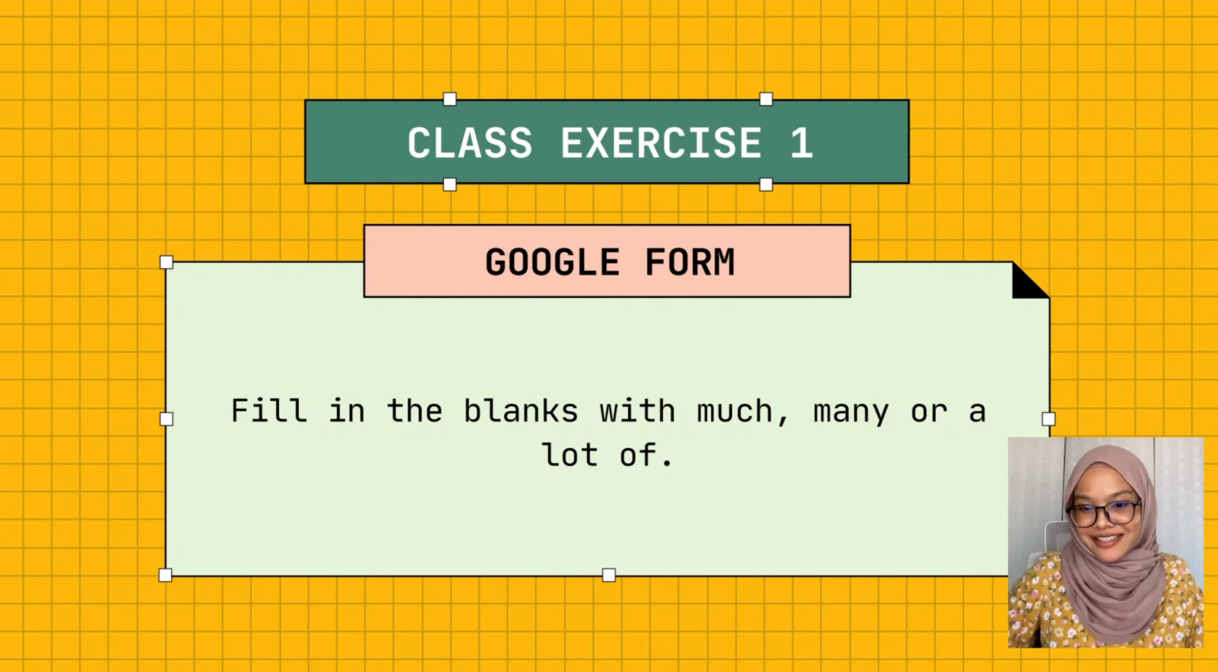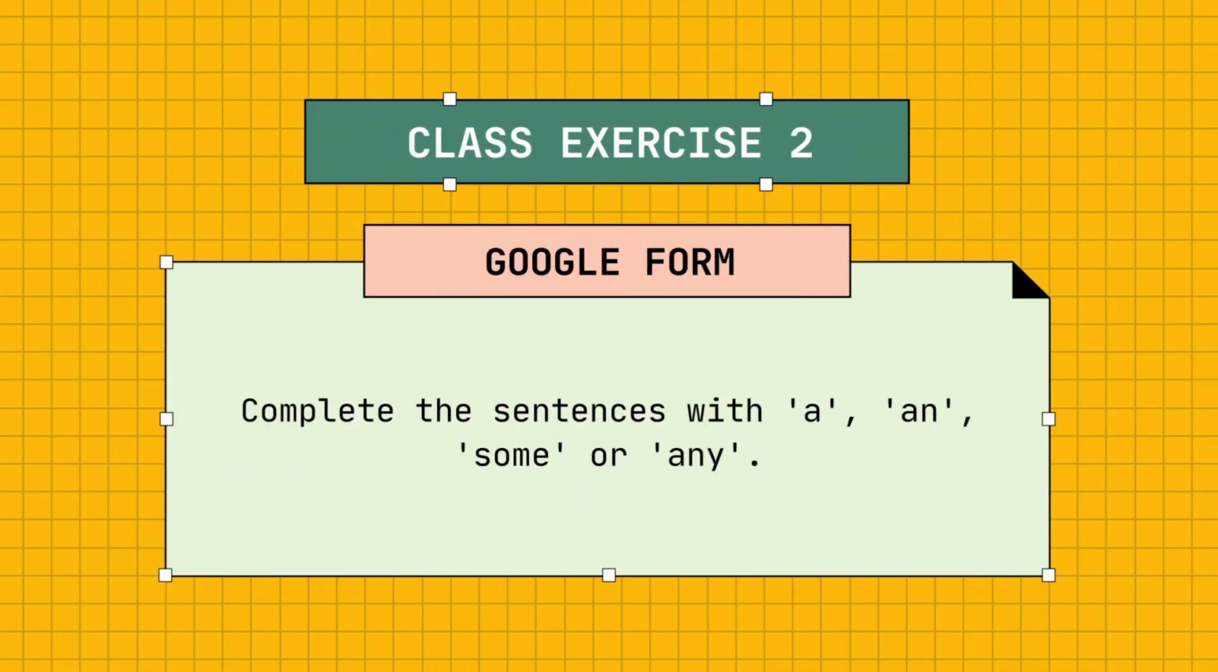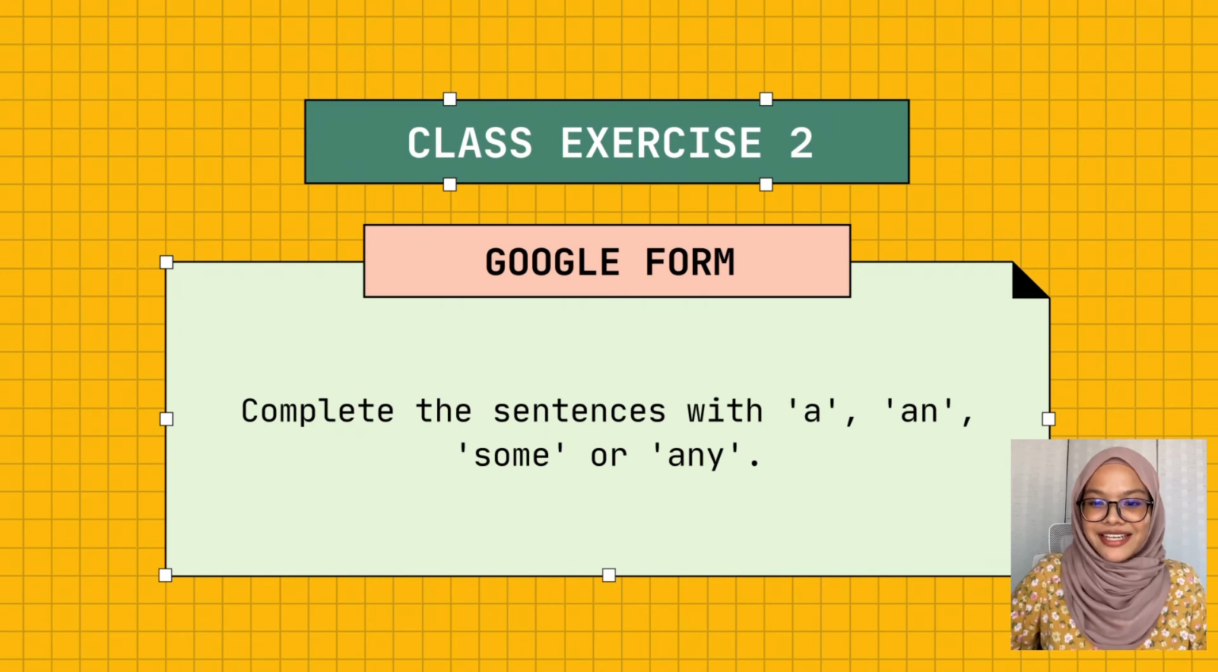For class exercise 1, you need to fill in the blanks with much, many or a lot of. You may check your answers and grade on the Google form after you finish answering those questions. For class exercise 2, you need to complete the sentences with a, an, some or any. You may check your answers and grade on the Google form after you have finished answering those questions.